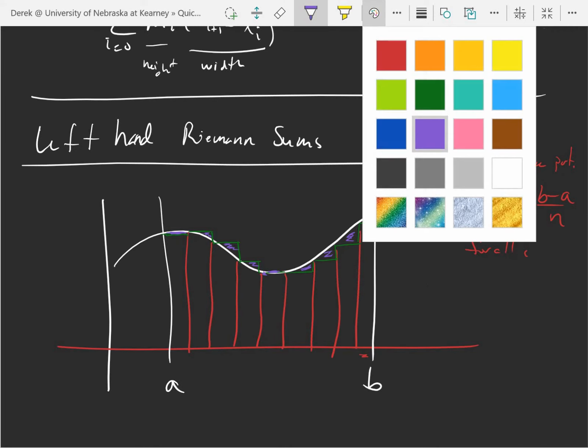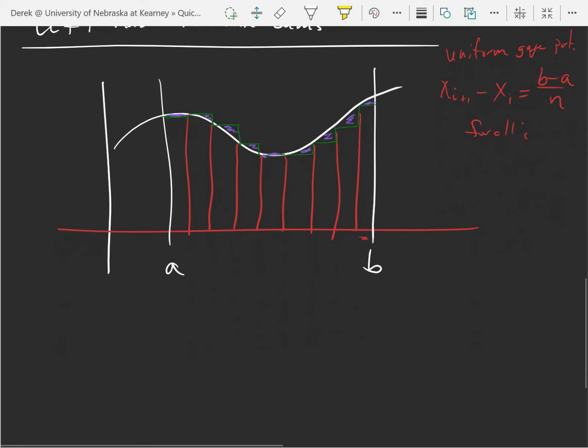But the formula for these is sort of nice, because I can actually use f at specific points from the partition. I don't have to figure out where the minimums and the maximums are in each of those intervals. So I can compute these Riemann sums fairly quickly and not have to deal with maximizing or minimizing functions on an interval. So let's write down what that left-hand sum is.